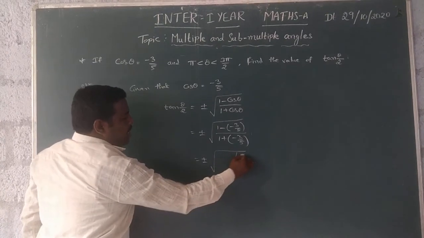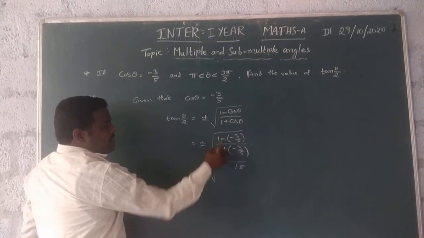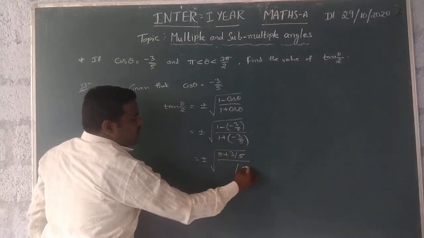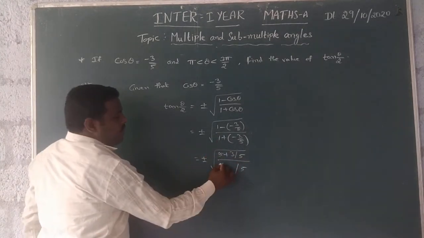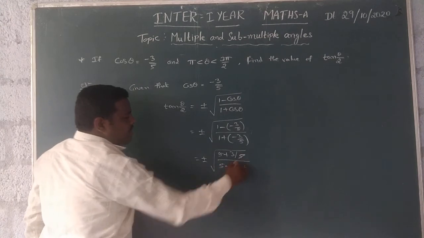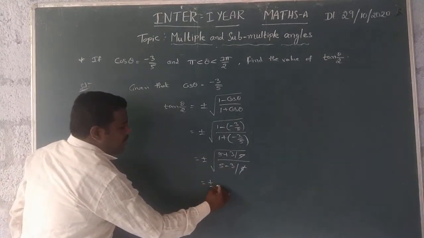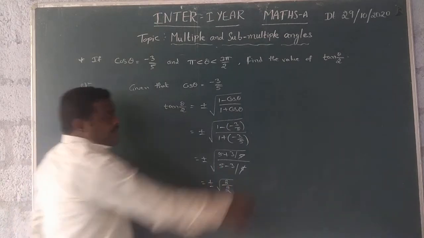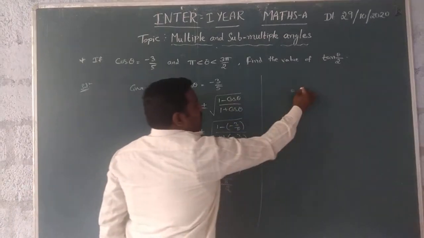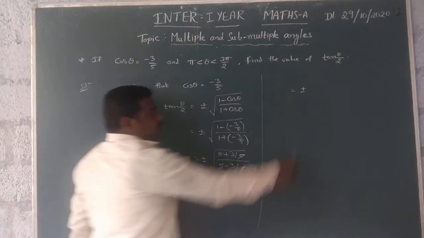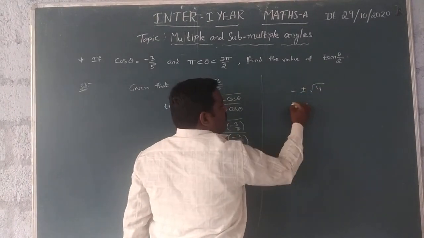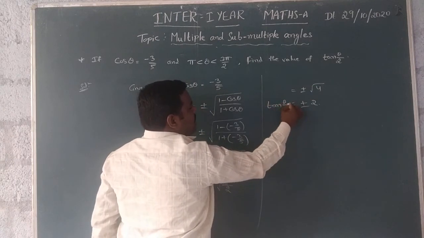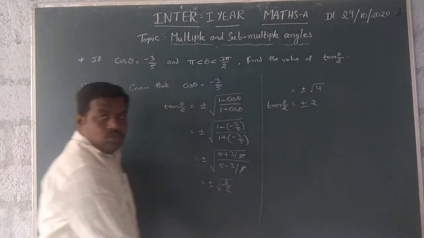That is plus or minus under root of 1 minus of minus, plus. So on the numerator the LCM is 5, and on the denominator the LCM is also 5. So 5 and 5 get cancelled. That equals plus or minus under root of (5 plus 3) by 2, that is 8 by 2, which equals plus or minus root 4, that equals plus or minus 2. Tan theta by 2 value is plus or minus 2.